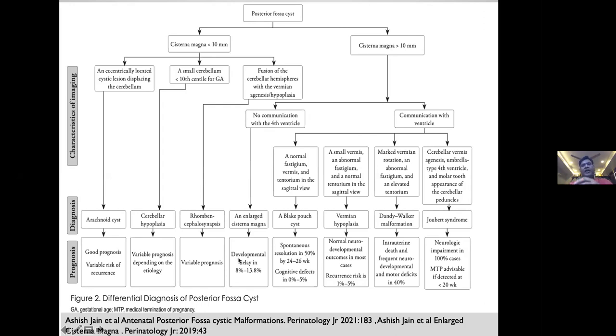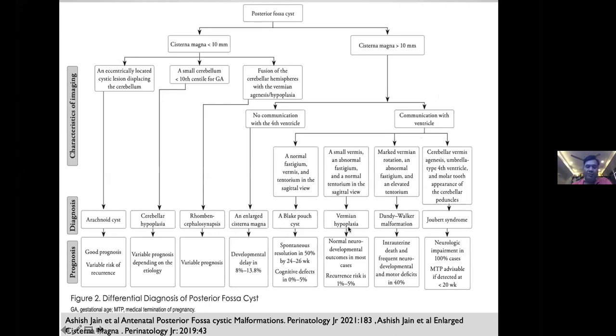If it is not communicating with the fourth ventricle, then it is simply an enlarged cisterna magna, wherein 80 to 90% will have normal neurological development and around 8 to 13% will have some developmental delay, which may not be severe. However, if you have a communication with the ventricle, then you have to again determine what you are dealing with. Are you dealing with the Blake's pouch, which has a spontaneous resolution in 50% of the cases and cognitive deficits are almost nil?